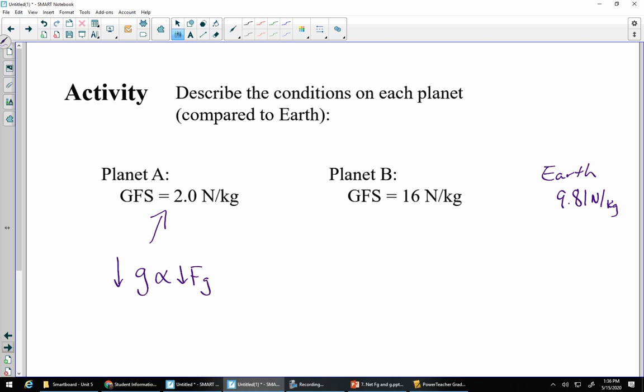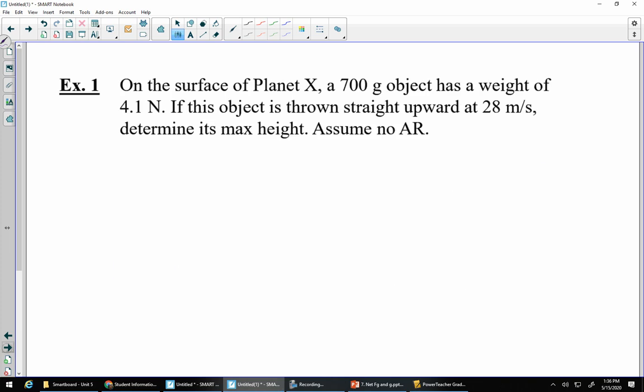What about planet B? Same idea. If it's directly proportional, we increase the gravitational field strength. We would increase our force of gravity. We'd feel heavier. One last step that we could really take with this is how much heavier would we feel on planet B than on planet A? Well, let's see, it's 8 times larger of a gravitational field strength, so it would be 8 times heavier that we would feel. Pretty cool.